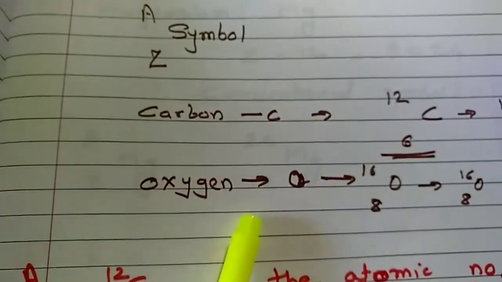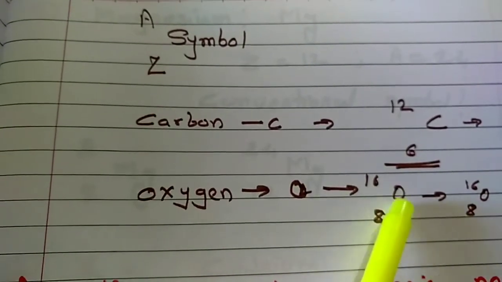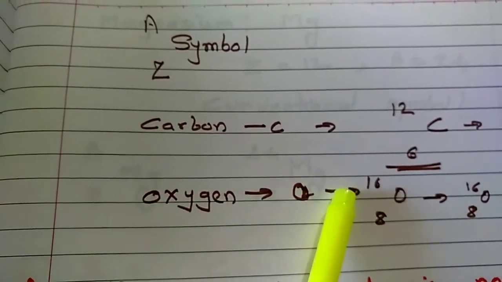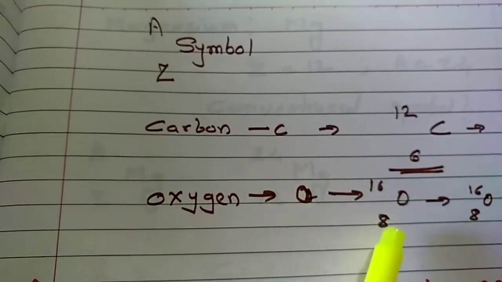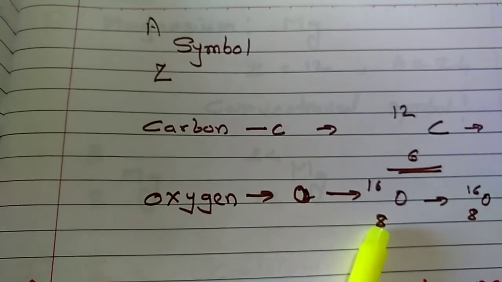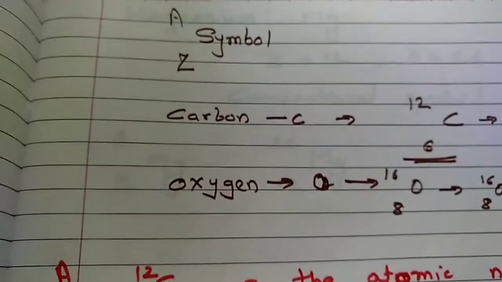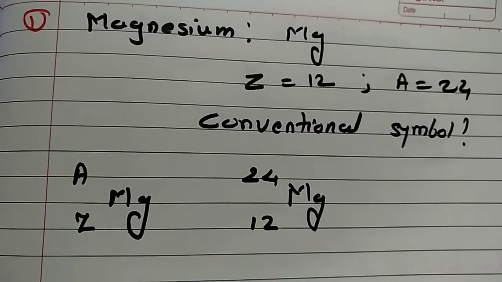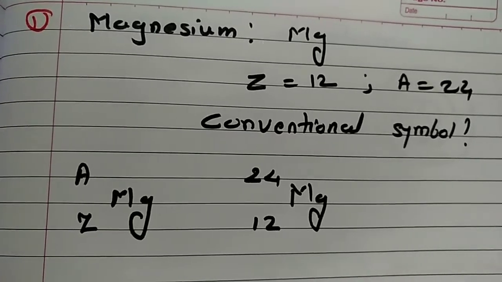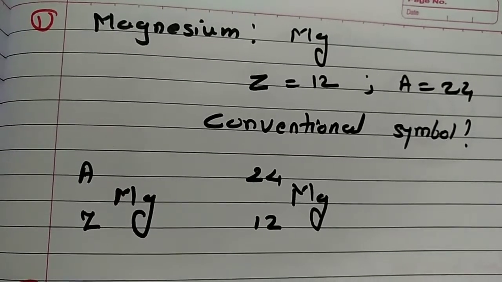Then how to read oxygen? Symbol of oxygen is O, 16, 8. What does 16 stand for? 16 stands for atomic mass and 8 stands for atomic number. Again one time. See, the symbol of magnesium is Mg. Atomic number Z is equal to 12. Atomic mass A is equal to 24.